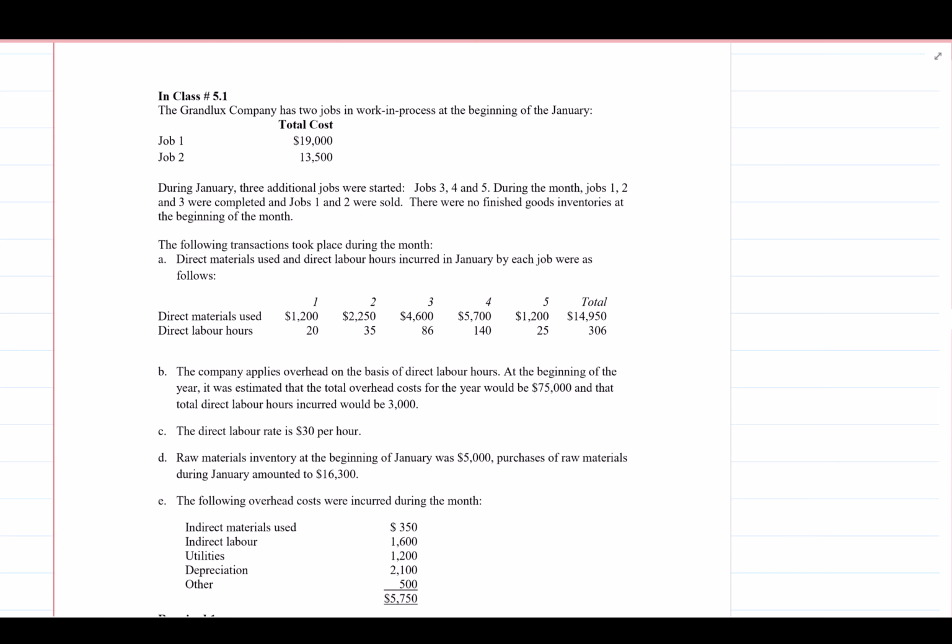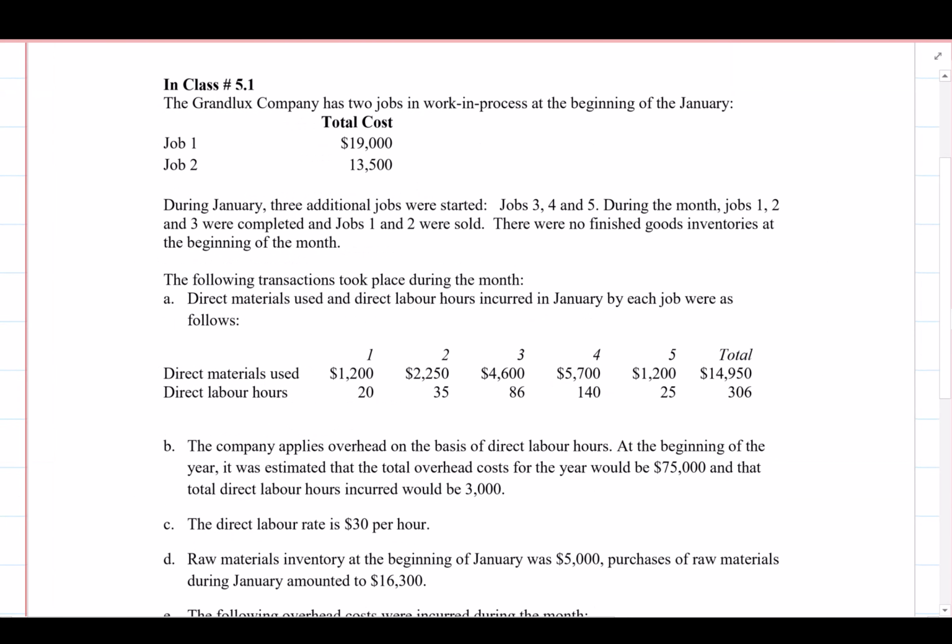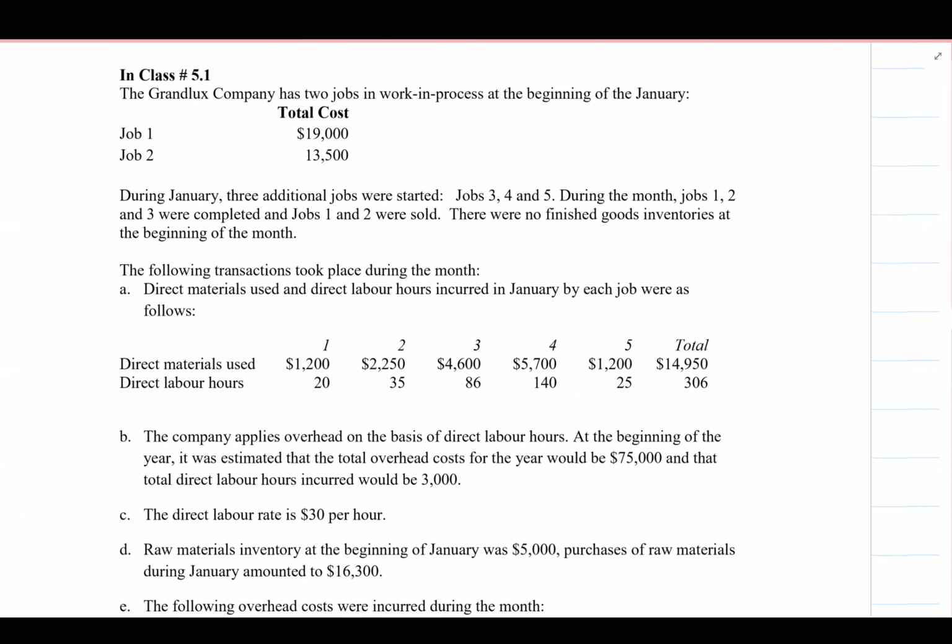The Grand Lux Company has 2 jobs in work in process at the beginning of January, job 1 and job 2. In work in process, you've got jobs, and in those jobs you have direct materials, direct labor, and overhead. During January, 3 additional jobs were started, jobs 3, 4, and 5. During the month, jobs 1, 2, and 3 were completed, and jobs 1 and 2 were sold.